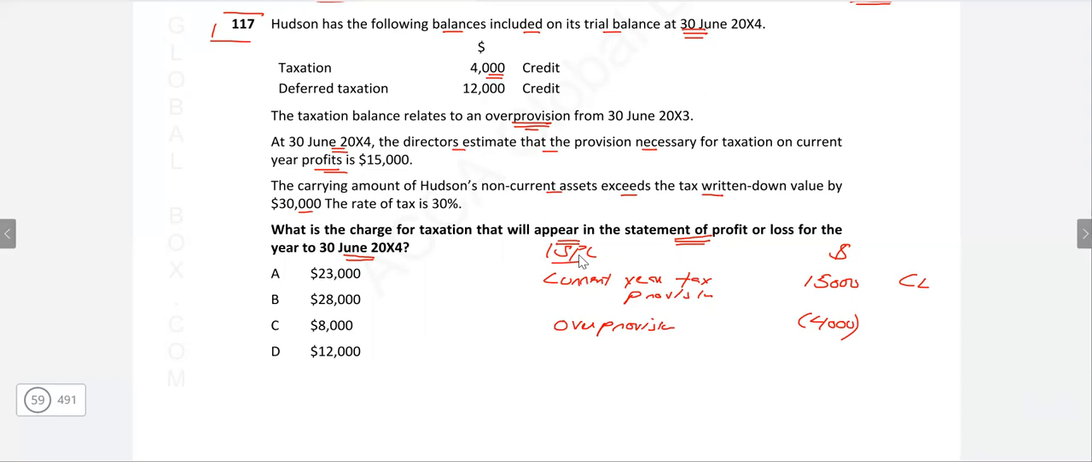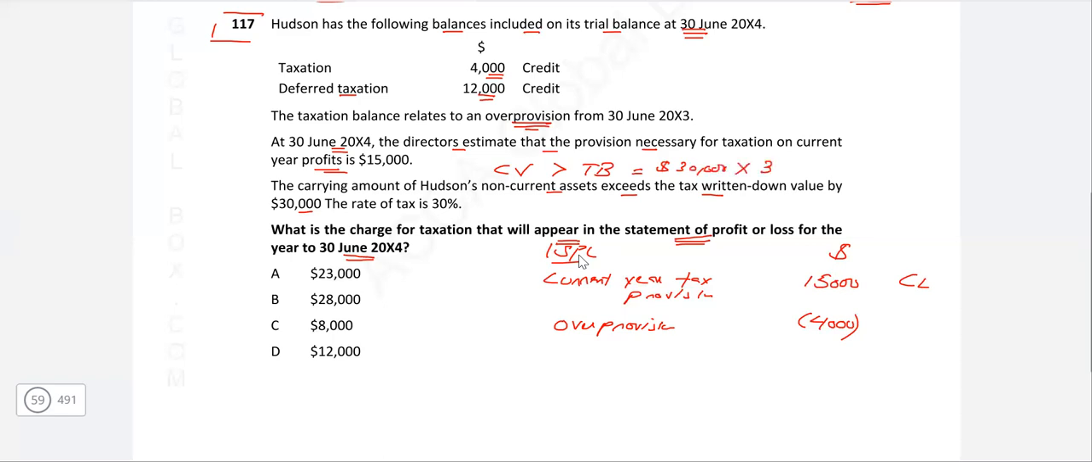Then it says the carrying amount of the Hudson non-current assets exceeds the tax written down value by 30,000. I told you that in some questions like the previous ones, you will see the opening and the closing balance of the deferred taxation. But in this question, we have the opening balance of 12,000, but the closing is not given. And I told you when we were doing the standard, when the closing deferred tax is not given, the examiner will give you the temporary difference. So you see, the carrying value exceeds, which means more than the tax base. So when the carrying value is more than the tax base, this gives you the taxable temporary difference. And the taxable temporary difference in this question is 30,000.